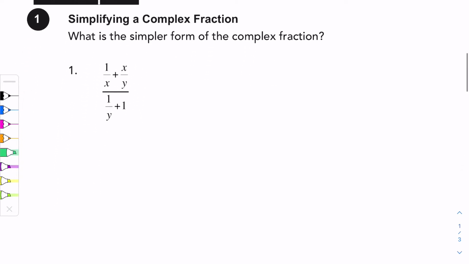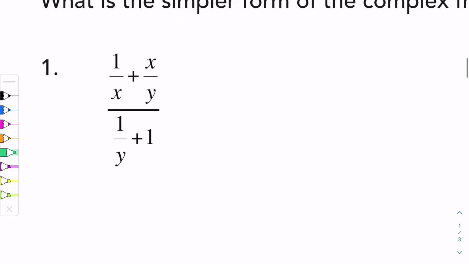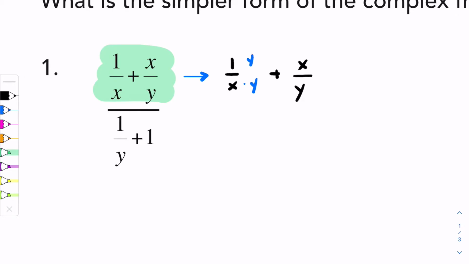So if we look at example 1, we have 1 over x plus x over y, which we can combine, so we can add these two expressions together. We're going to have to multiply the first expression, 1 over x, by y over y, which is the denominator of the second fraction. And for the second fraction, we need to multiply x over y by x over x, the denominator of the first fraction.